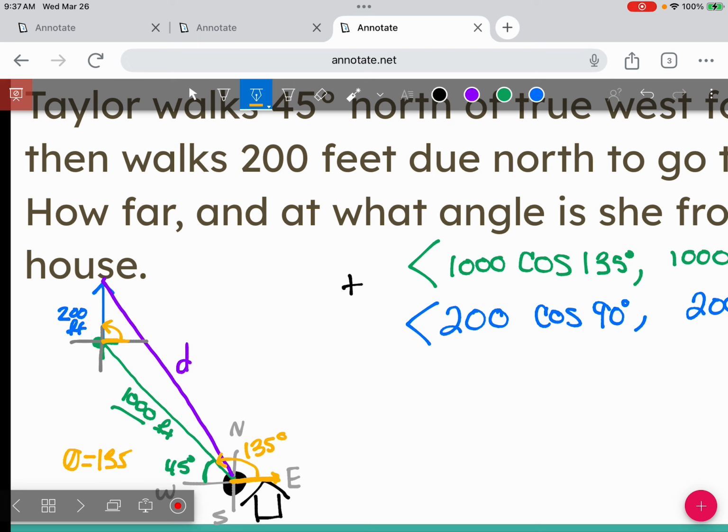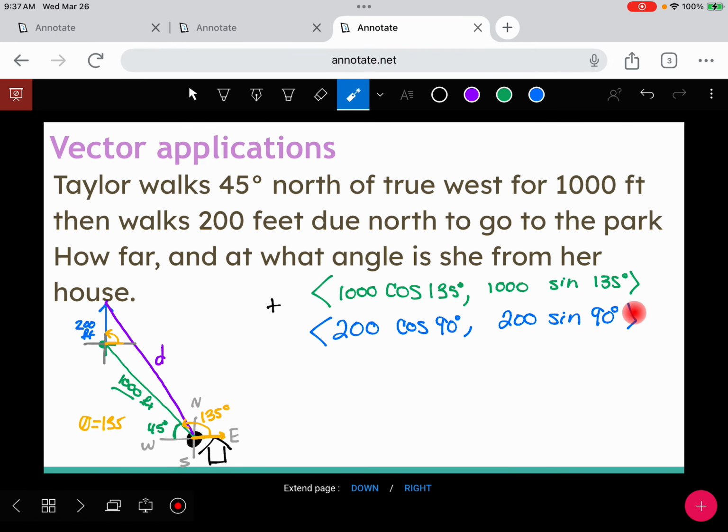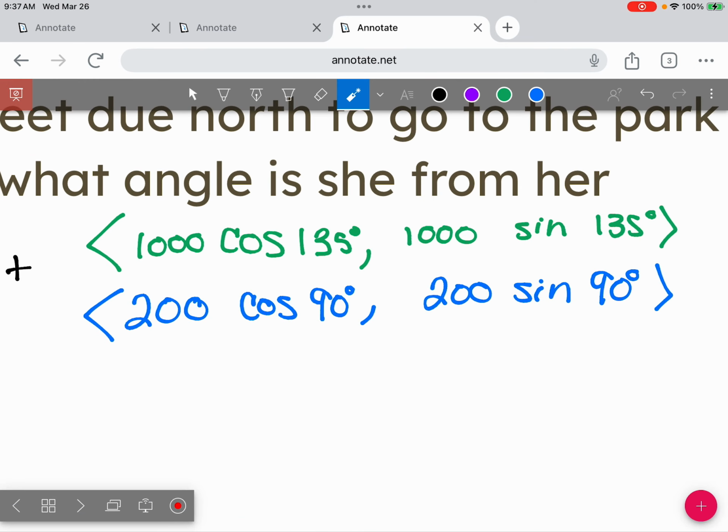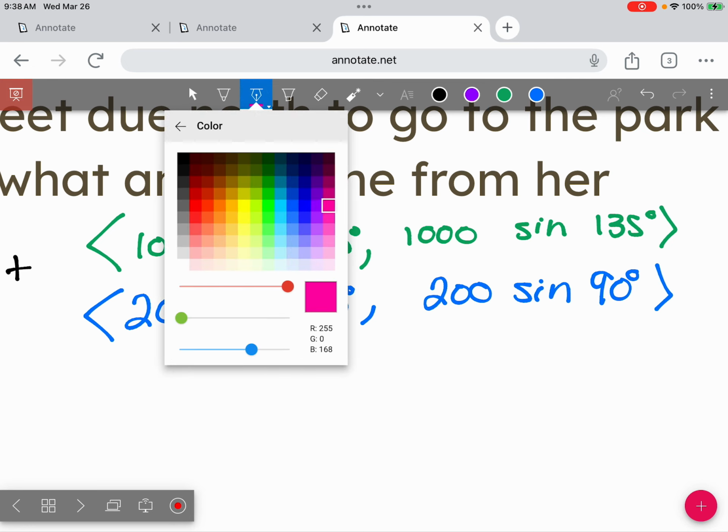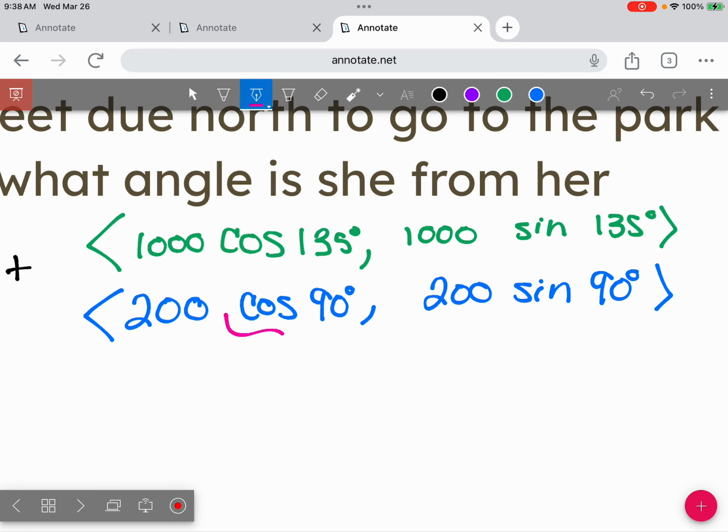All right. Let's add these together. Are there any values in here that we know off the top of our head that are not super awful? Sine of 90 and cosine of 90. What is cosine of 90? 0. And this one is 1.